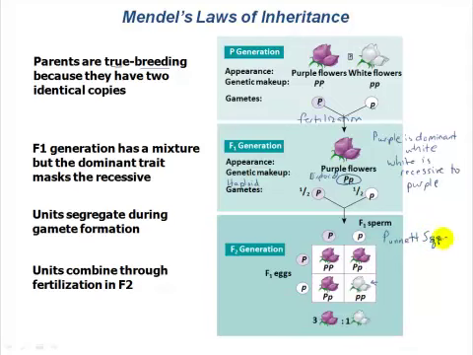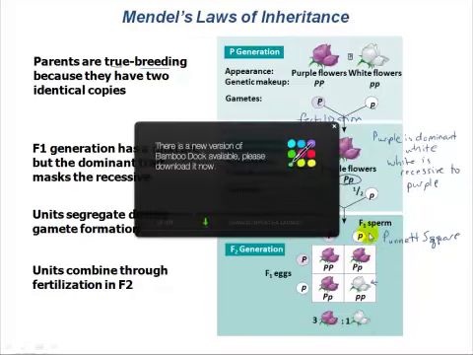Mendel didn't come up with this. This was actually somebody who came along later that came up with this, the Punnett square, as a method of depicting offspring ratios. But he described these results.